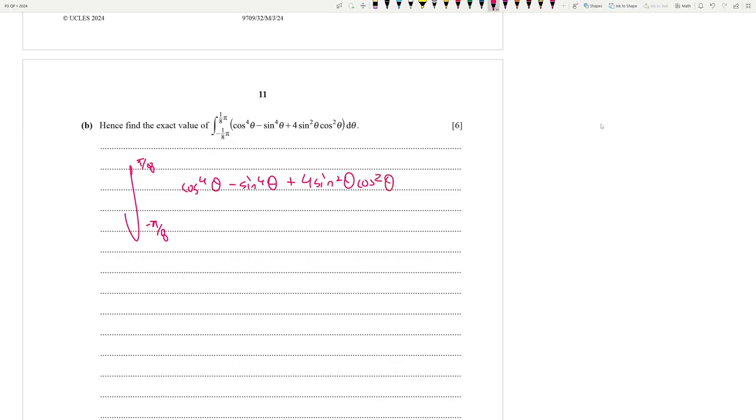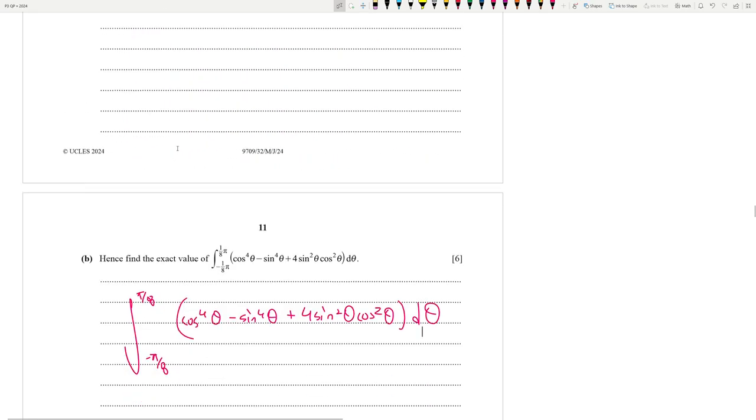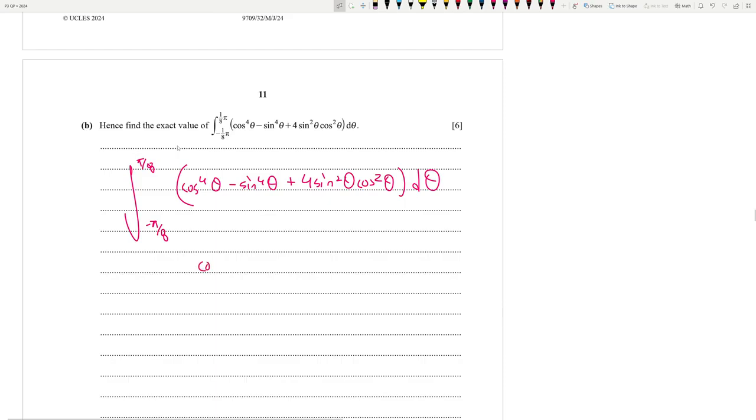Let's do this. So we can just input this cos 4 theta minus sine to the power 4 theta as cos twice theta over here. And for this, what can we do actually? Let's see what's possible. We need to use a double angle formula basically.